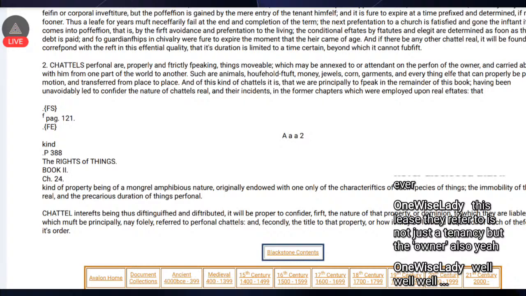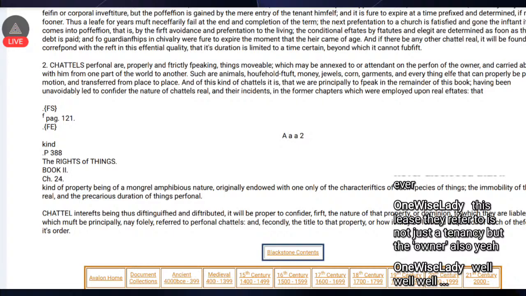And of this kind of chattels it is that we are principally to speak in the remainder of this book, having been unavoidably led to consider the nature of chattels real and their incidents in the former chapters which we were employed upon real estates. That kind of property being of a mongrel, amphibious nature, originally endowed with one only of the characteristics of each species of things, the immobility of things real and the precarious duration of things personal.